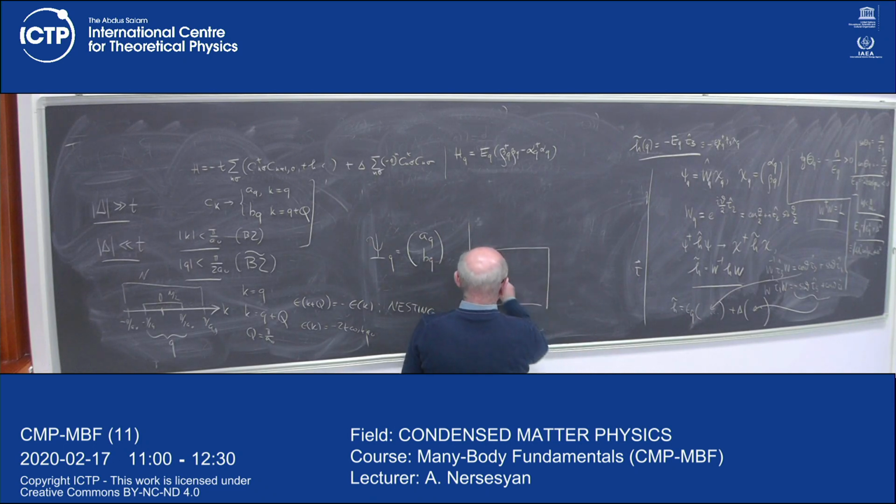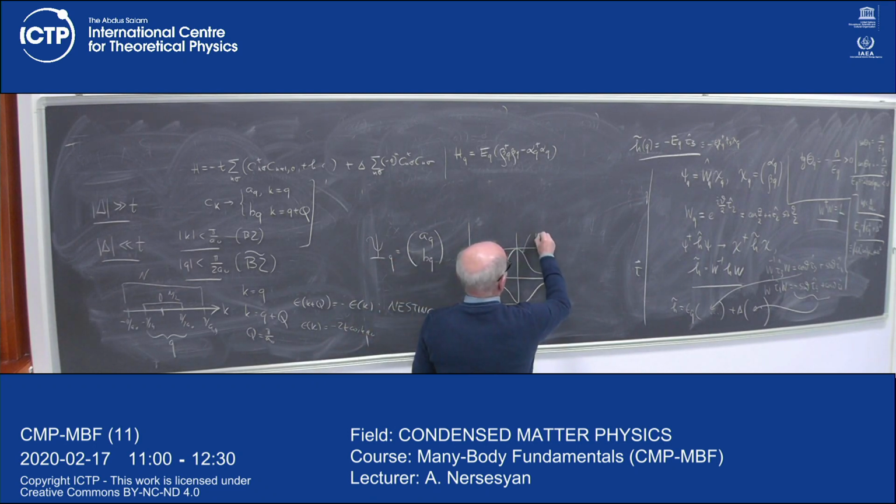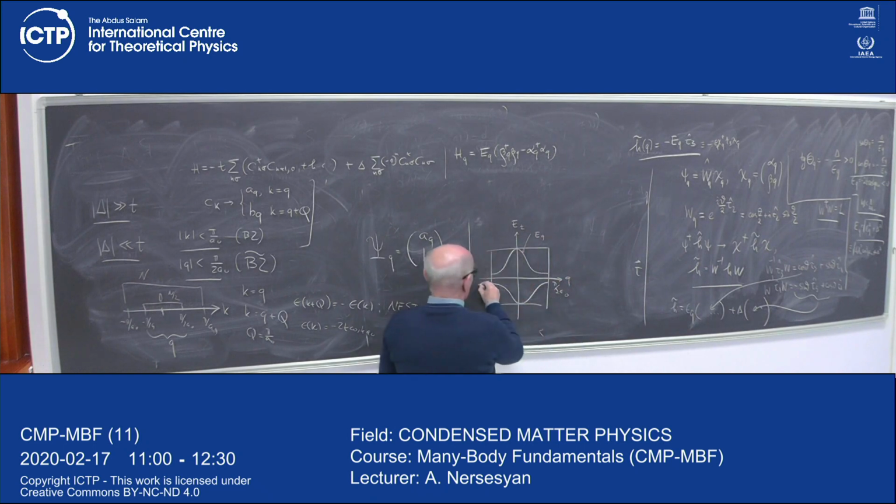Your spectrum looks, as we already anticipated before, like this. It's a nice looking spectrum with a finite gap. What is written here is just E of Q. This is energy plus minus. This is Q, which varies in the reduced Brillouin zone.